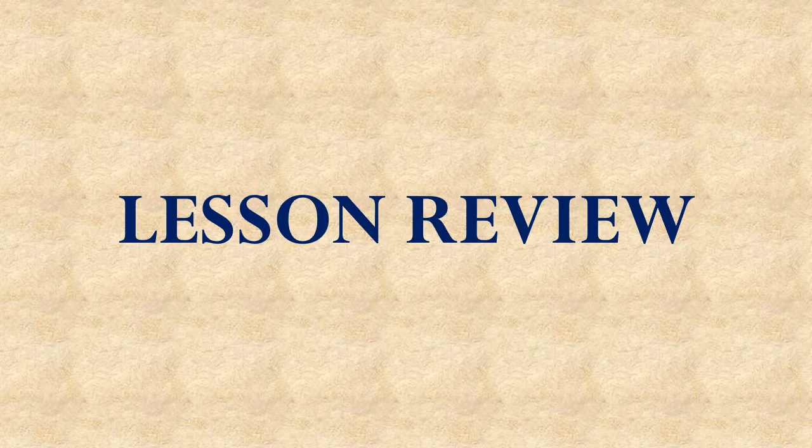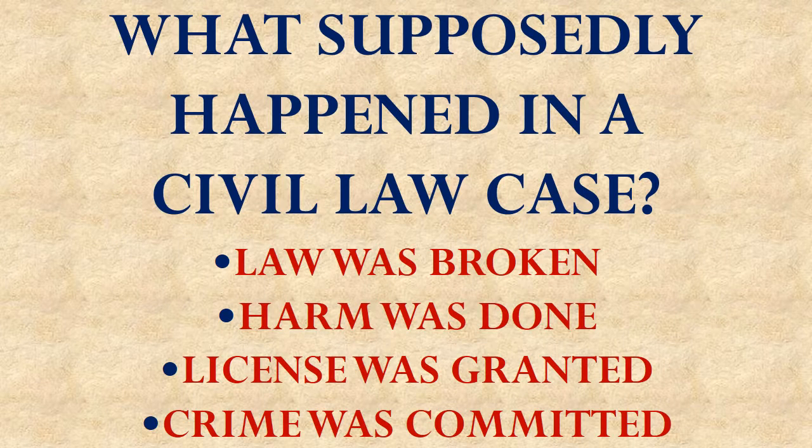Now let's review what we learned in this lesson. What supposedly happened in a civil law case? Was it that there was a law broken, or that harm was done to someone, or a license was granted to someone, or that a crime was committed? In a civil law case, the accusation is that harm was done to someone.